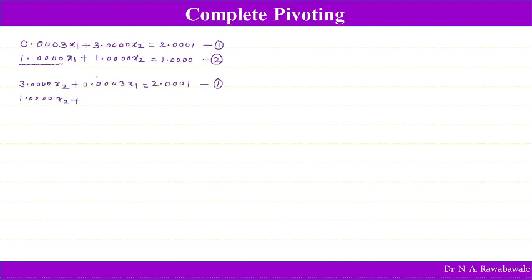Equation number 2 is rewritten as 1.0000 x2 plus 1.0000 x1, which is equal to 1.0000. So this is equation number 2 now. What we have tried here is that columns have been changed. So this is called complete pivoting, but here we have changed only the columns, not the rows. Now we will have another example where we will be doing complete pivoting, and we will solve that problem with complete pivoting.